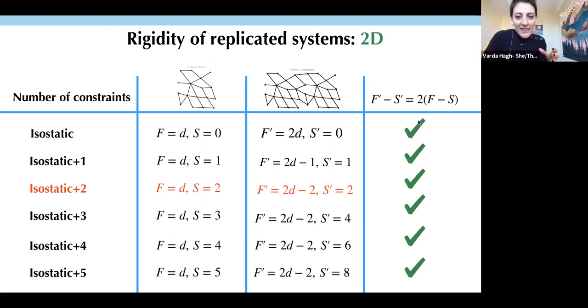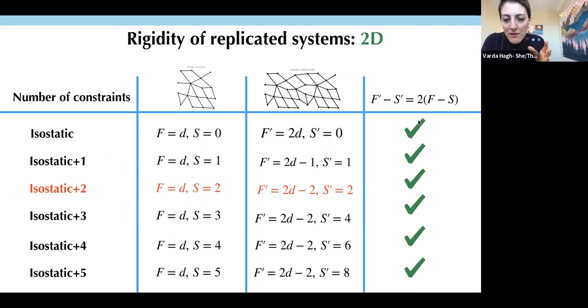Which basically means that when you have two states of self-stress, for example, in a Kagome lattice or in a square lattice, after you double the unit cell and then connect it to its original copy, the new doubled unit cell will still have two total floppy modes or zero modes and two states of self-stress. Now, if you continue going up, so if you go to isostatic plus 3, again, F is equal to 2, now S is equal to 3.